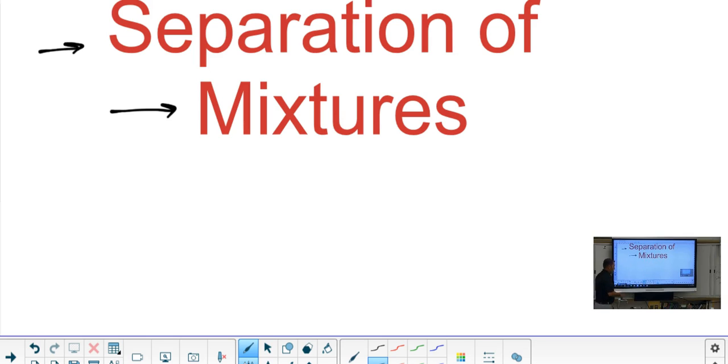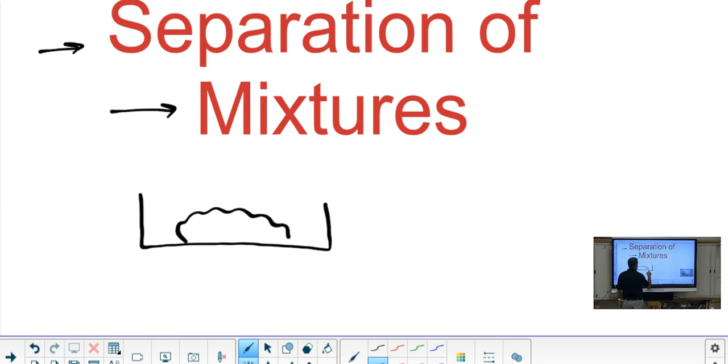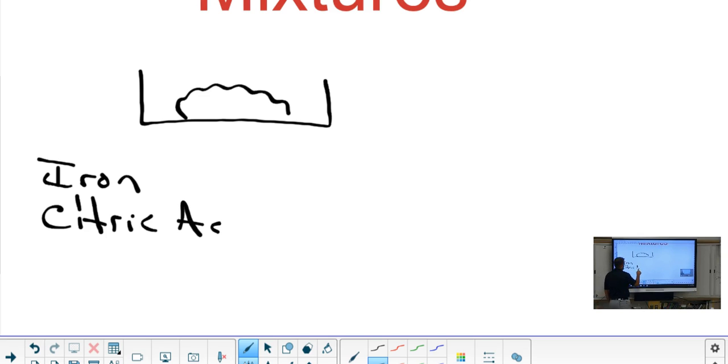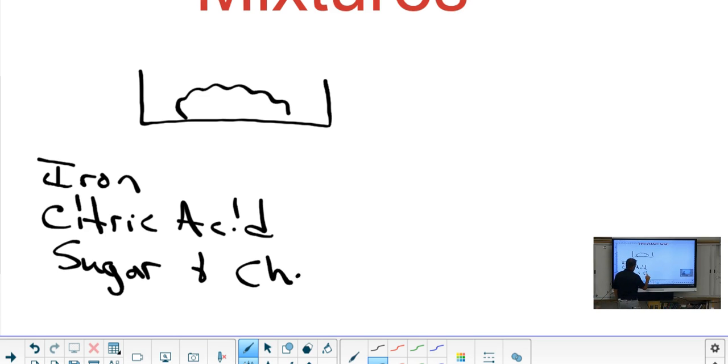In the lab, you're going to get a weigh boat. It'll be a lot smaller than this, but you'll get a weigh boat. And in that weigh boat, it's just going to have a sample of a mixture that contains 4 things. They are iron, citric acid, sugar, and chalk. And they're just all mixed together. So we're going to give you some tweezers. No. That would take you 1,000 years.